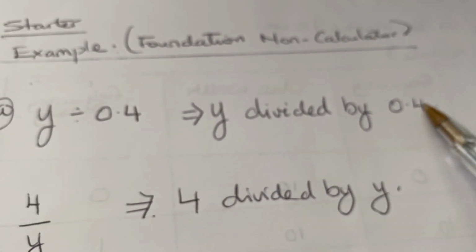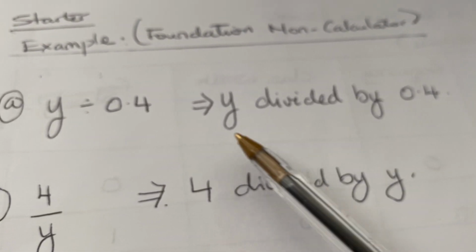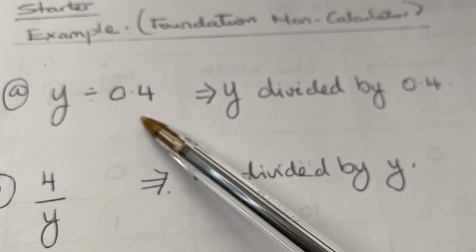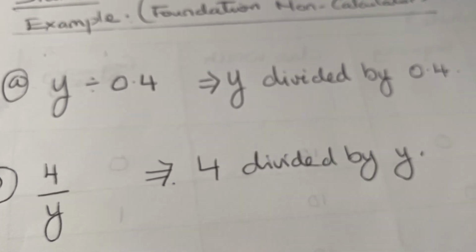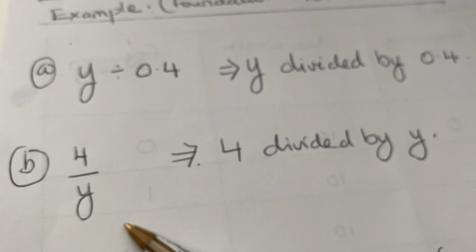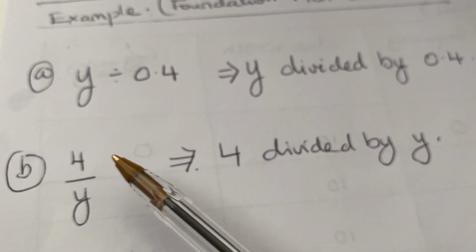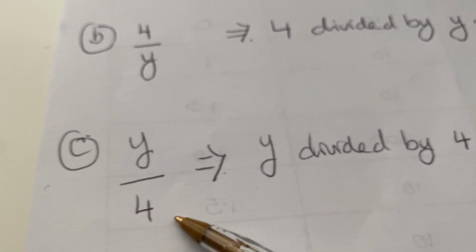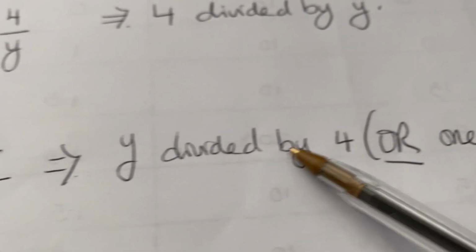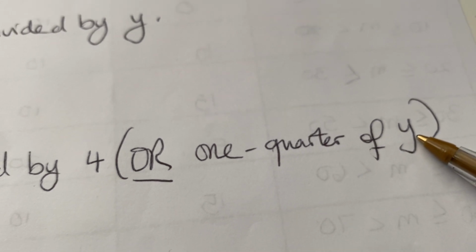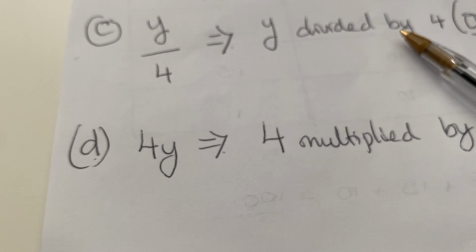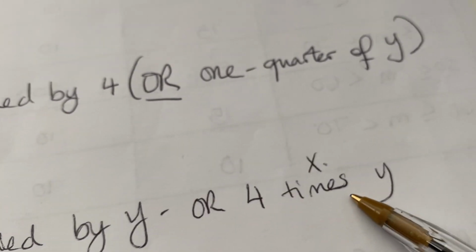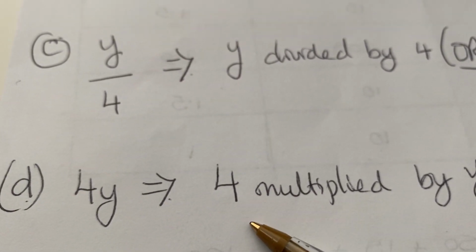So yeah, this can be confusing. y divided by 4. Assuming this is what you're supposed to find, and you have this, then you can circle or underline this depending on what they want you to do. 4 divided by y is what this implies. This is y divided by 4, or a quarter of y. So y divided by 4, or 1/4 of y. This one here is 4y, so it's 4 multiplied by y, or 4 times y.